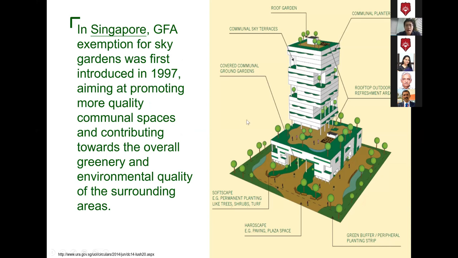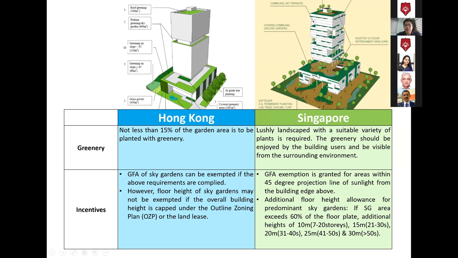You can see the diagrams I extracted from the two guidelines from the two cities. The left-hand side is from Hong Kong, the right-hand side from Singapore. In the Singapore one, the sky gardens are scattered and integrated at different levels and different spaces of the whole building. But in Hong Kong, they are quite discrete, just a single floor. In terms of the guideline details, the Hong Kong one is quite restrictive on the overall building height and on whether the space should count toward sellable area or not.